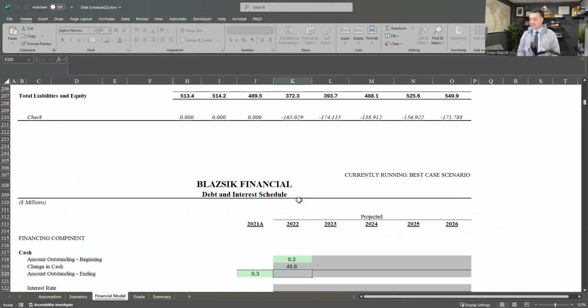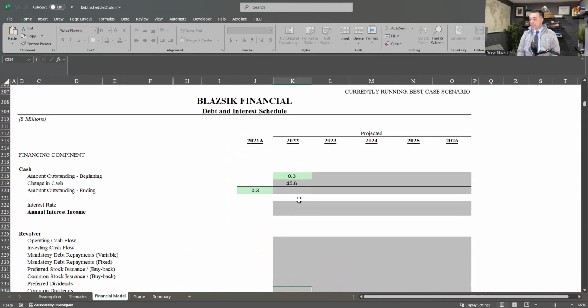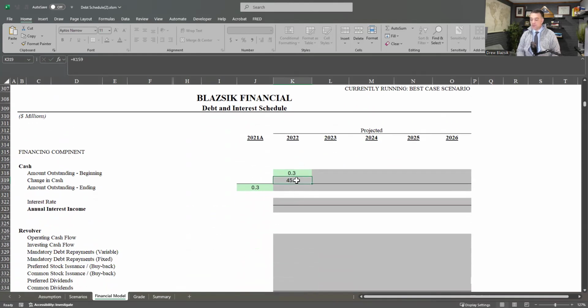And then underneath that, it doesn't light up green because the cash position is not correct yet, because our debt and our interest is not solved yet. Therefore, our income statement is not correct. It's going to affect everything. So that's why it's not lit up.